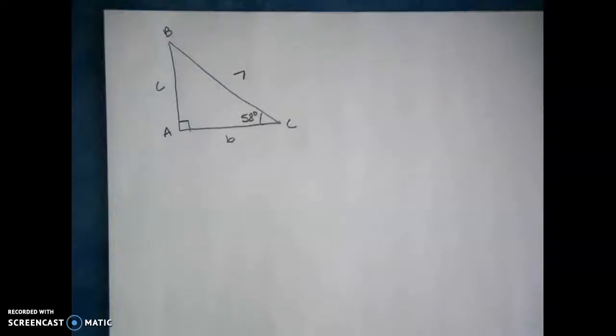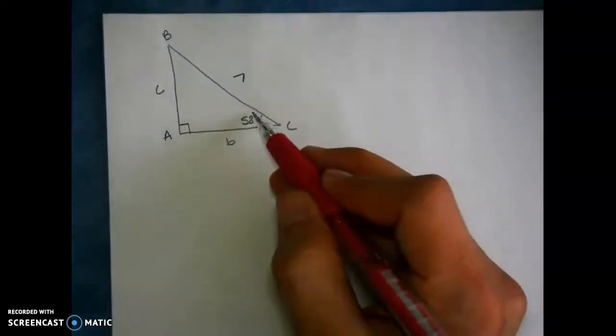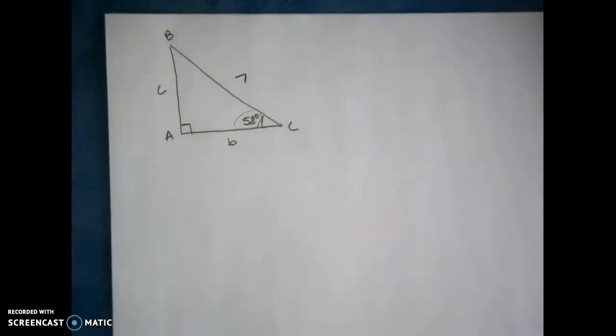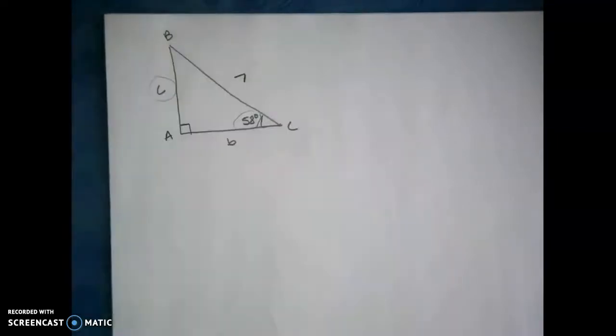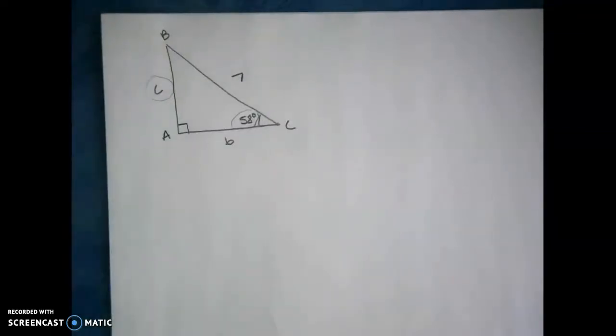Okay, so this video is going to be on finding sides using sine, cosine, or tangent. Here in this problem, we're actually given an angle, and let's just say we want to solve for C. So we want to find out what C is.